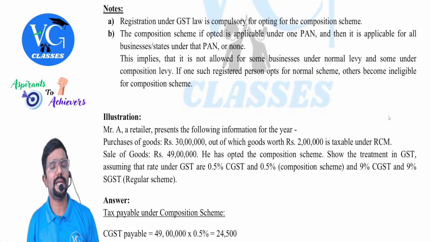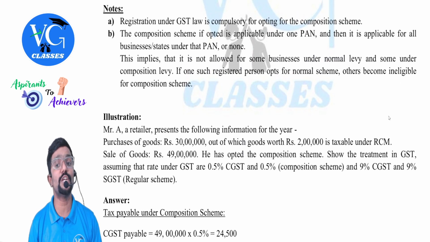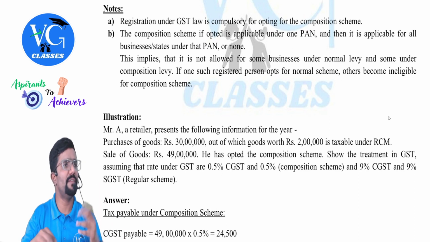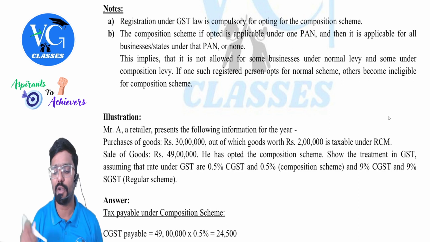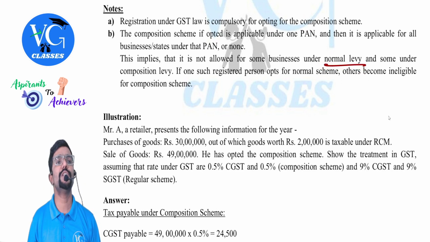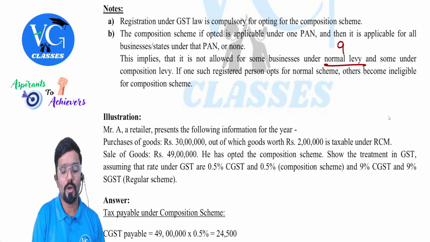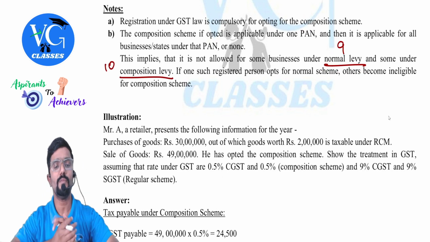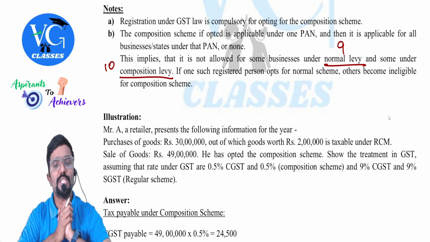This implies that it is not allowed for some businesses to be under normal levy and some under composition levy. If you want, just write it down, guys, so you do not get confused later. Normal levy means which section? Section 9. Composition levy means section 10. If one such registered person opts for the normal scheme, the other becomes ineligible for the composition scheme.